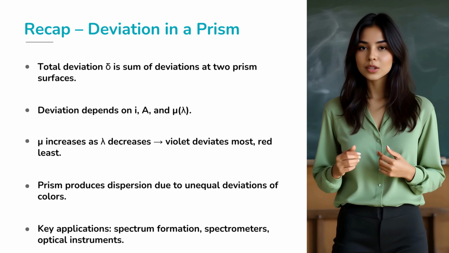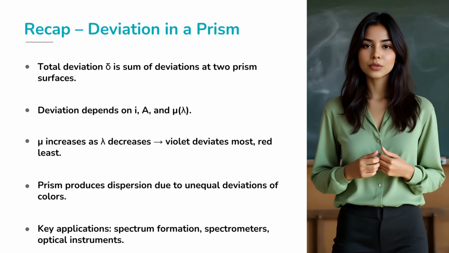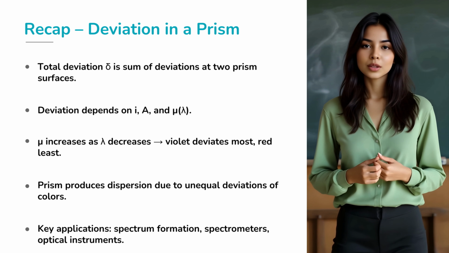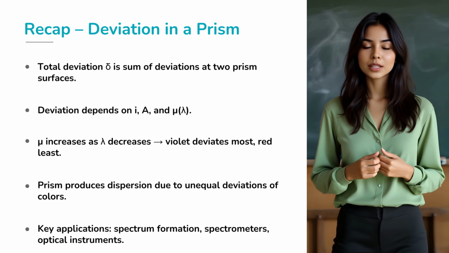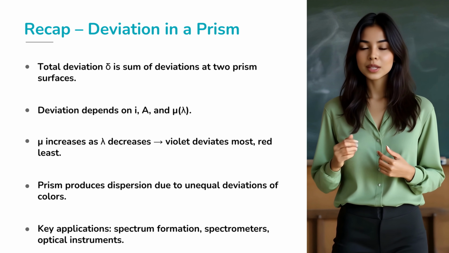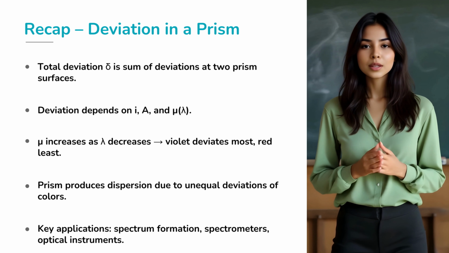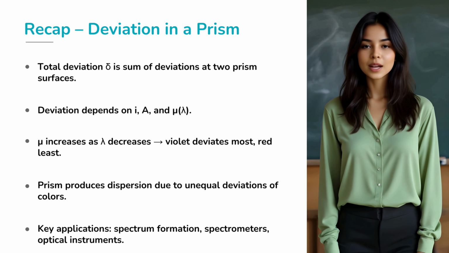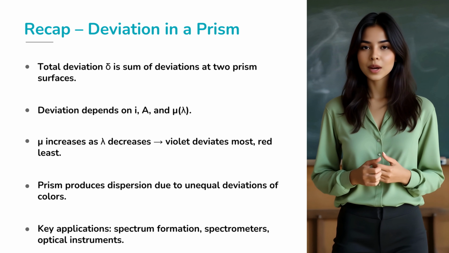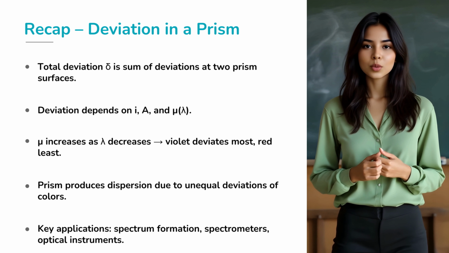That's why prisms are not just glass toys, they're powerful tools for producing spectra, used in spectrometers, optical instruments, and even astronomy. So next time you see light bend and split through a prism, remember, inside that glass, geometry and physics team up to reveal the hidden rainbow within white light.